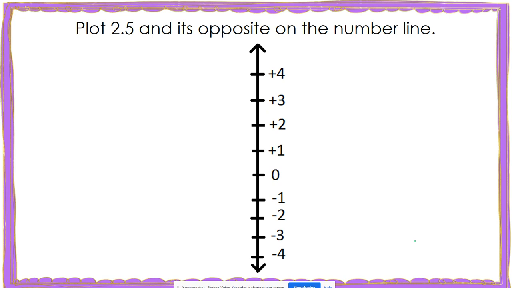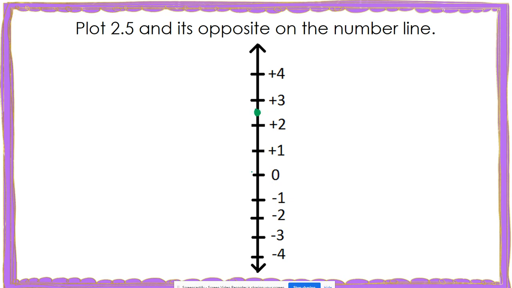Now I'm going to plot 2.5 and its opposite on the number line. If I start at 0 and I move to 2.5, I know that 2.5 is located a little bit past 2 but before 3. 2.5 is halfway between 2 and 3, so I'm going to put a point right here.